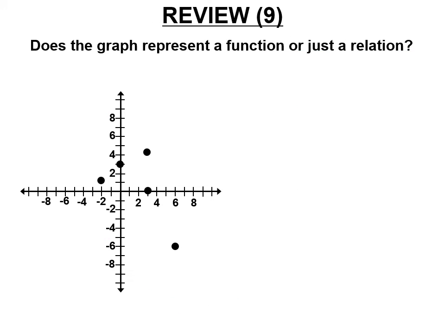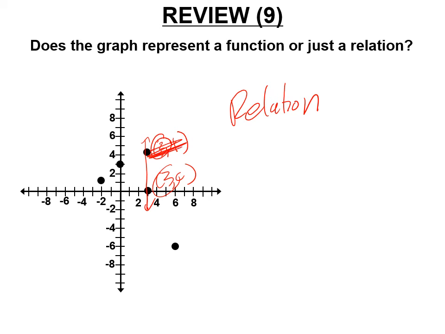Same thing here. You're looking for duplicates in the domain. There they are. There's 3, 4 and there's 3, 0. We have duplicates in the domain. What does that mean? It's a relation, right? If one of those wasn't here, then it would be a function because the rest aren't duplicates.